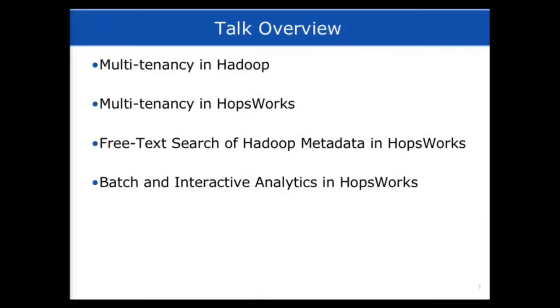Okay, so what am I going to talk about? I'm actually going to talk a bit about multi-tenancy in Hadoop. So how do the existing distributions, Cloudera, Hortonworks, do multi-tenancy? How do we do multi-tenancy in Hopsworks? Some of the features that we have in Hopsworks, like free text search of the file system and extensible metadata. And then how do we do analytics in Hopsworks? So we have Zeppelin, I'll mention briefly.